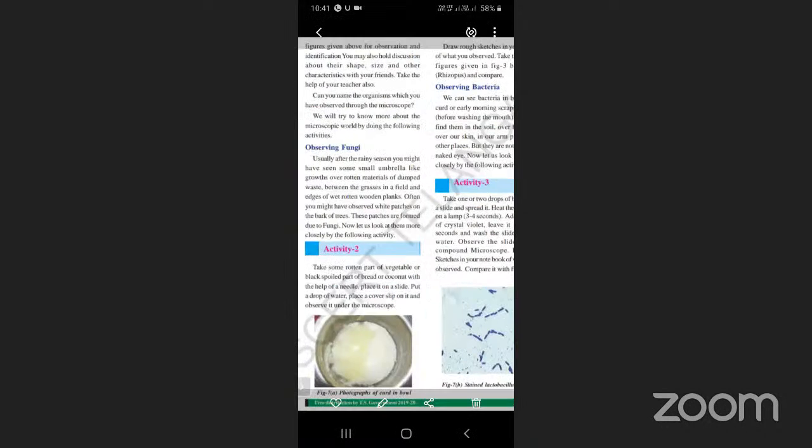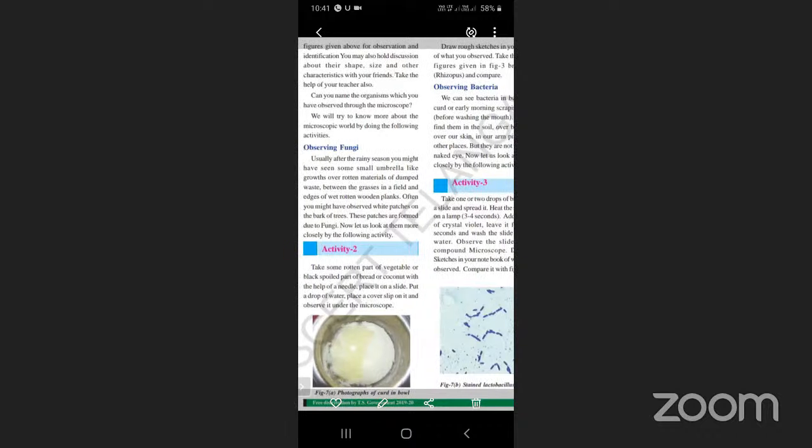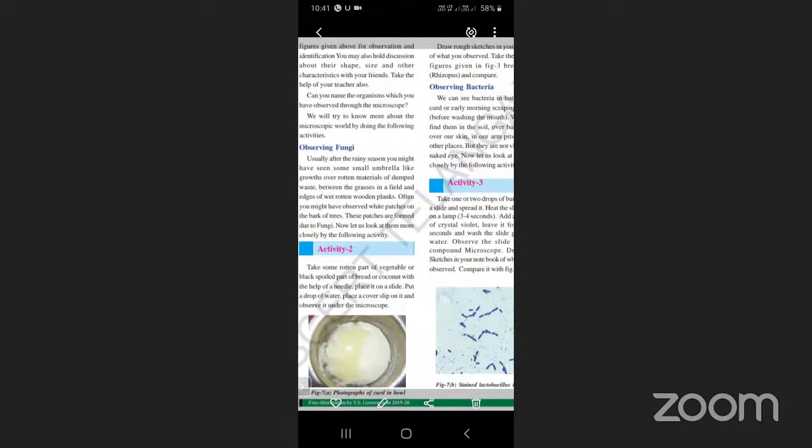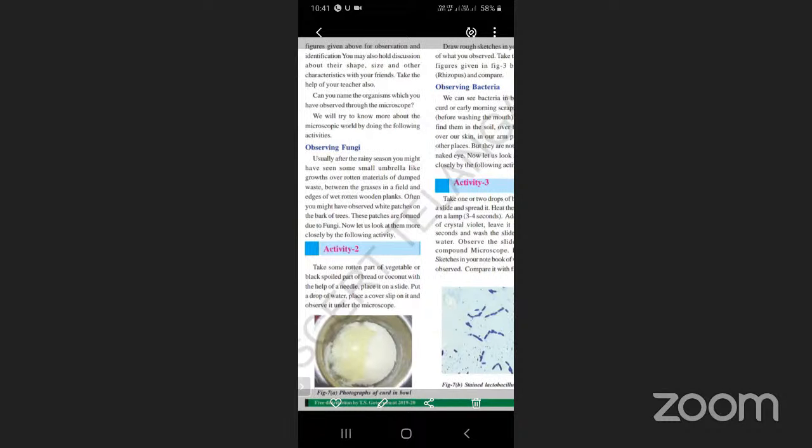You have to collect it with a needle. Don't use your hand, because on your hand thousands of bacteria are there. If you use your hand, microorganisms may stick on that, and we cannot see a proper image. That's why we have to use a needle. With the help of the needle, you have to collect the sample and place it on a slide.